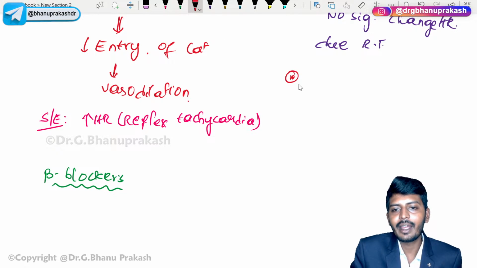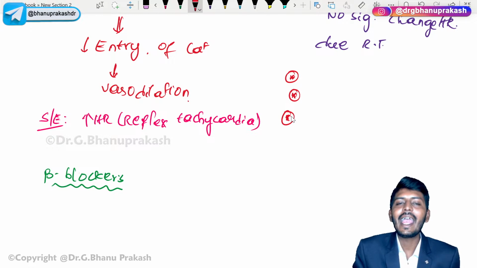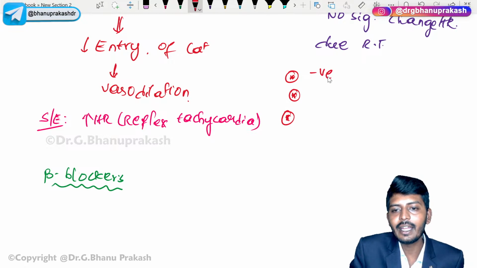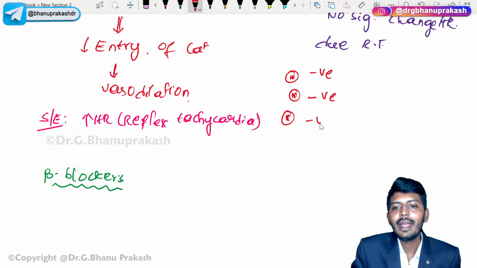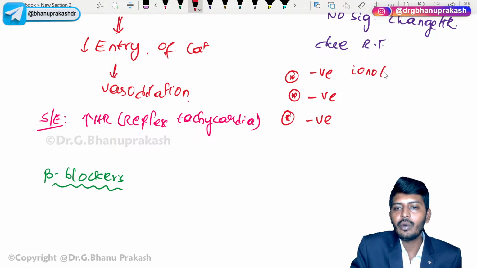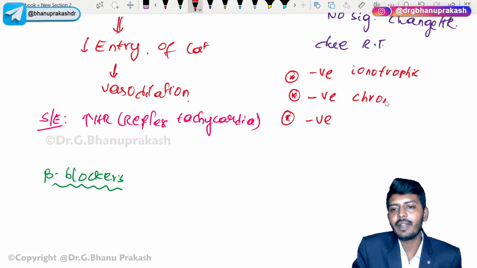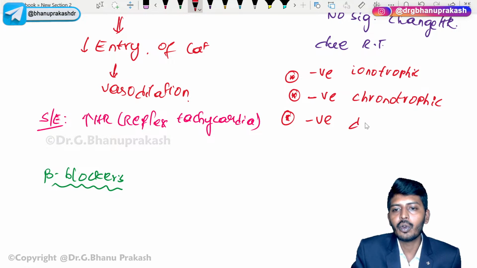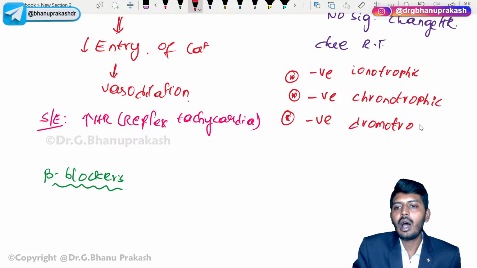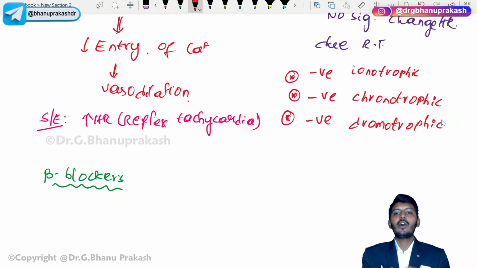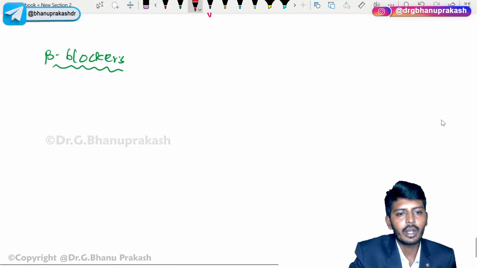Diltiazem and verapamil have a negative effect. Negative which effect? Remember, negative inotropic effect. They also have a negative chronotropic effect, and also a negative dromotropic effect. So all the effects will be negative as a result of what? Calcium channel blockers. That is the reason why we can use them in angina, which is one of the main important reasons. So let's go to the next important topic, beta blockers.